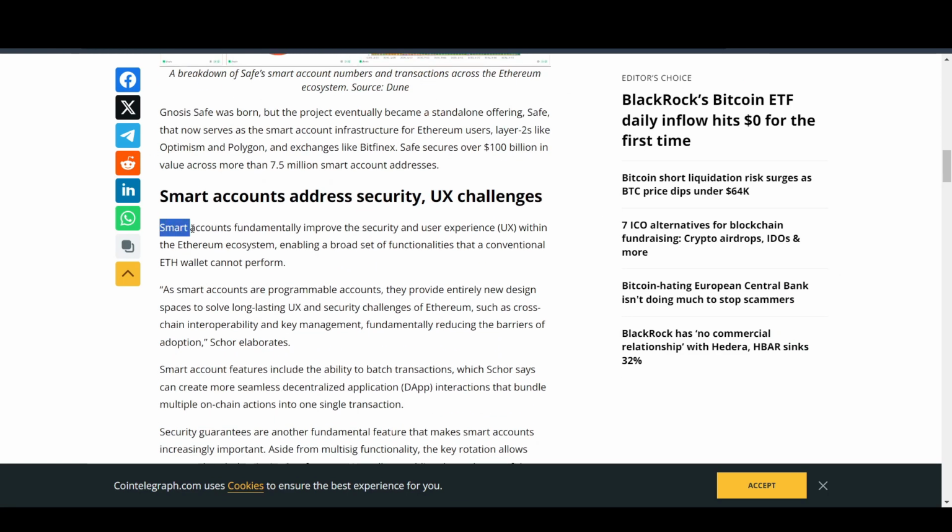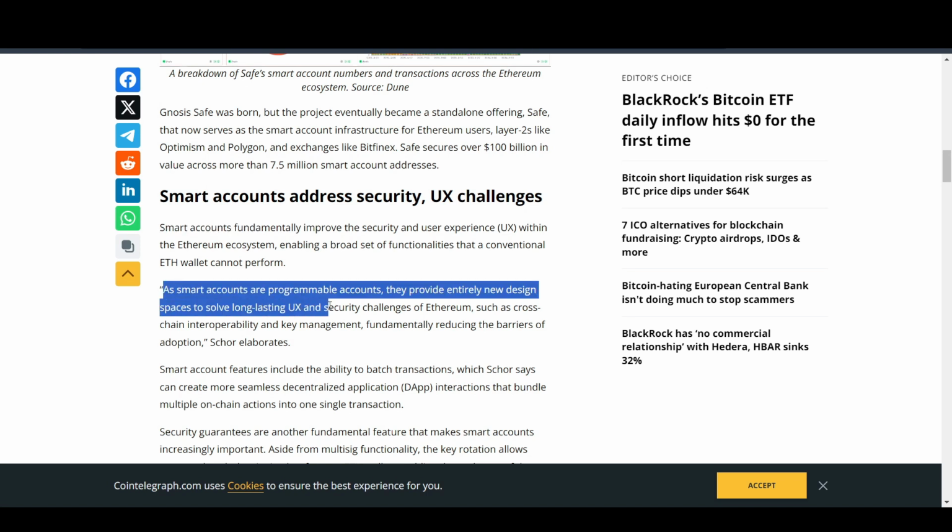So smart accounts fundamentally improve security and user experience. So they improve user experience by a lot, as we just saw how you can interact using their ecosystem apps, which is pretty good. As smart accounts are programmable accounts, they provide an entirely new design space to solve long-lasting UX and security challenges of Ethereum, which is pretty good.